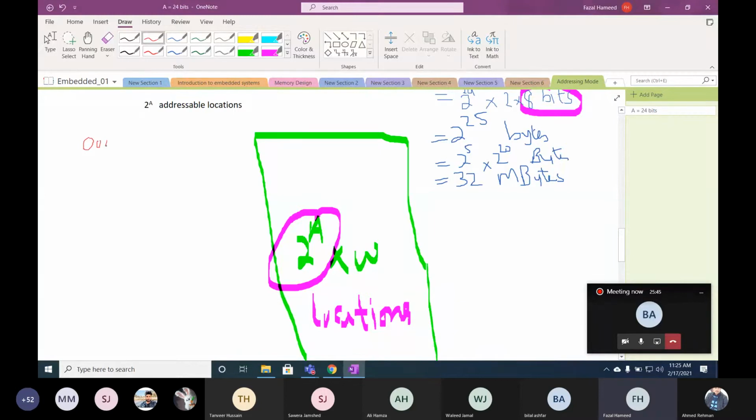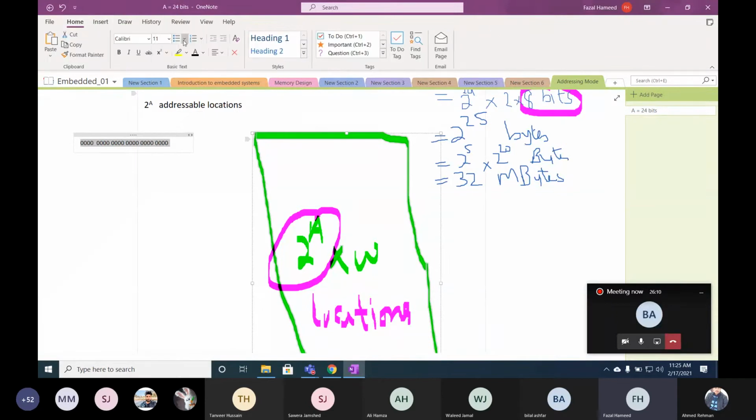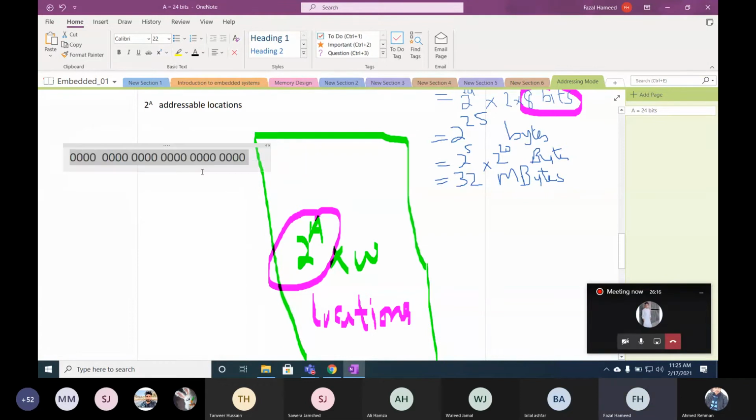0 0 0 0. Okay. I'm writing it in binary: the first address is all zeros, 1 2 3 4 5 6 and so on. So this address will consist of 0 bits. What will be the next address? The last one is 1.